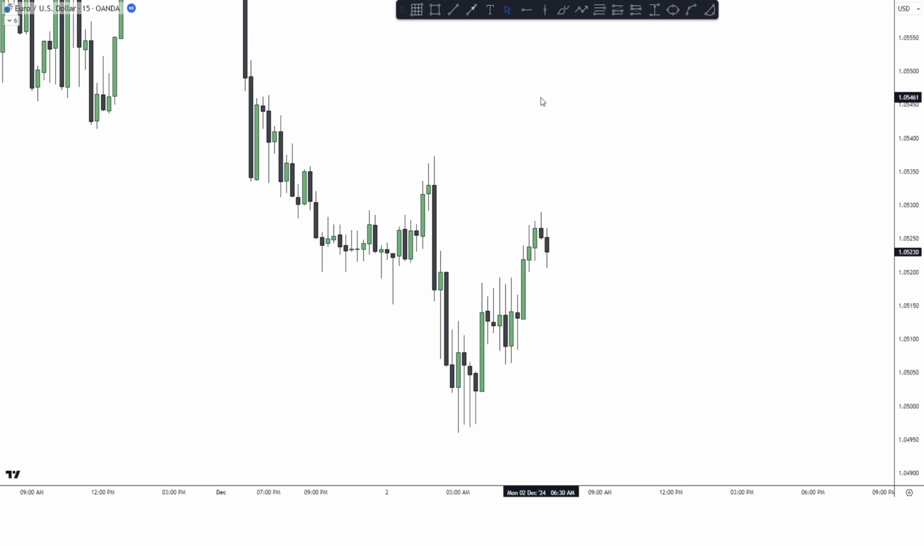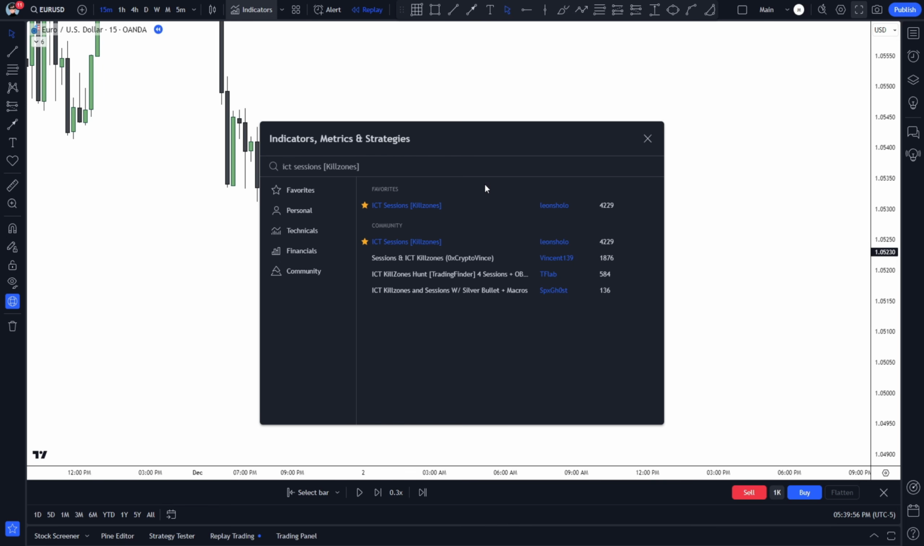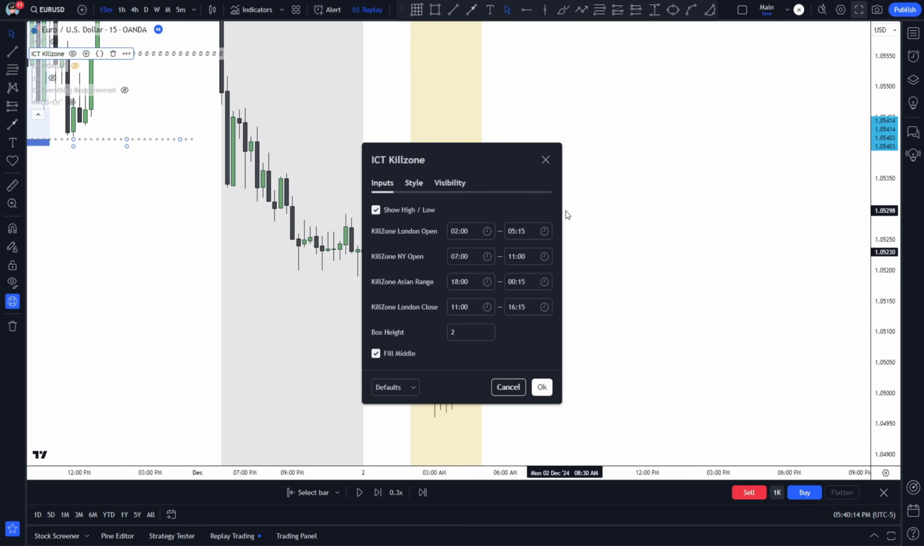Looking at a blank chart, this could be a little confusing. Let's fix that. An indicator that I like to use is the ICT Sessions Kill Zones by Leon Shallow. This marks out all of the sessions throughout the trading day, so you understand where we're at. These are the specific times that I use for this indicator. London session between 2 to 5, New York between 7 to 11, Asia session between 8 p.m. to midnight, and London close between 11 to 4 p.m.